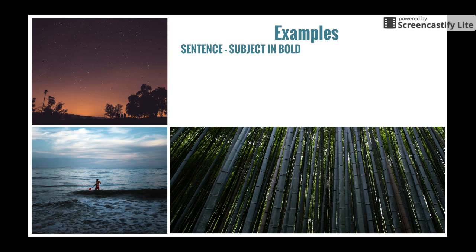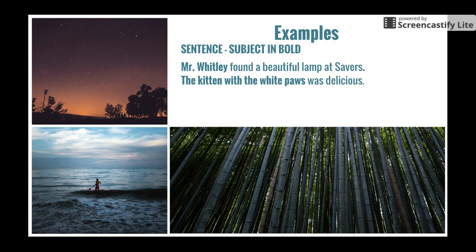Here's some examples. In each sentence, the subject is going to be in bold. Mr. Whitley found a beautiful lamp at Savers. Mr. Whitley is what this sentence is about. The kitten with the white paws was delicious. This sentence is about a delicious kitten with white paws.